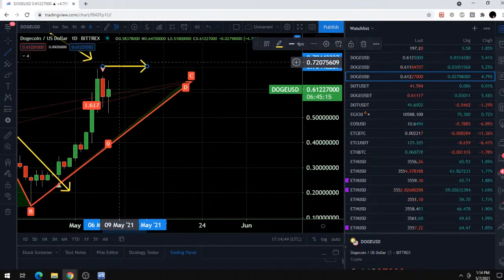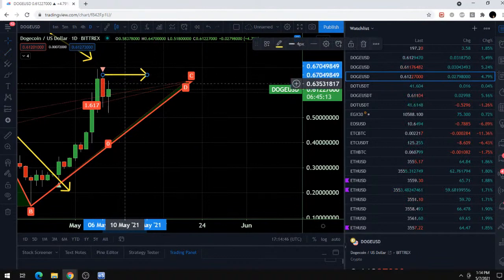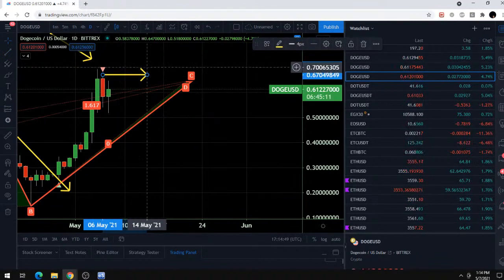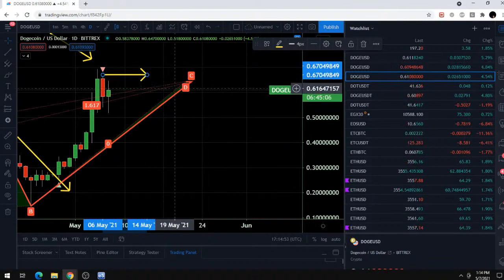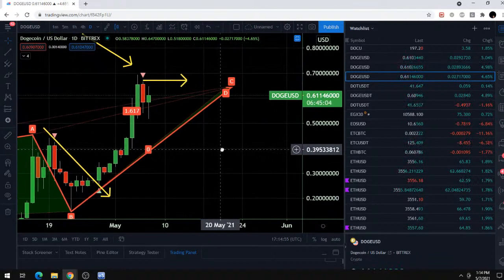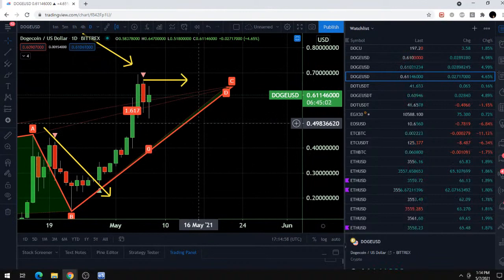Even if it pops up, we might have a retest against that HSI, but I just could not sit through that. So that's the essential part of my logic for Doge to answer a lot of questions.